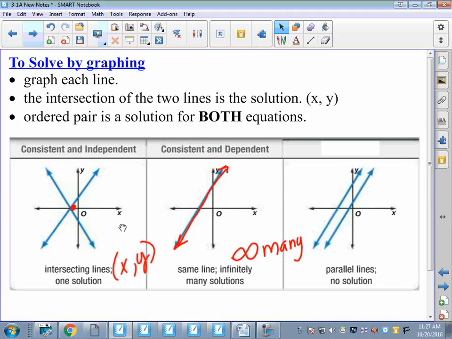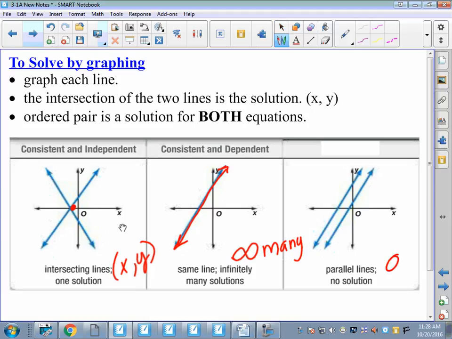The third thing that can occur when you graph two equations is that if they don't intersect and they're not the same exact line, that means that they're parallel to each other. And parallel lines never cross, and so they'll never have a common ordered pair. So this is no solution.